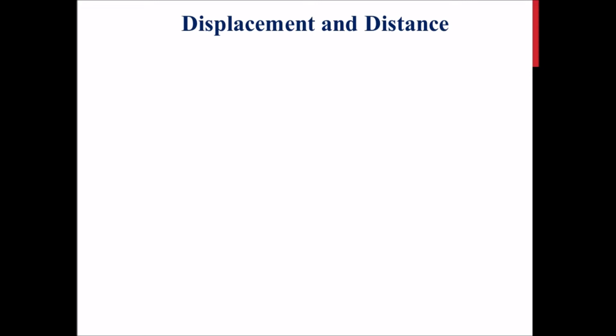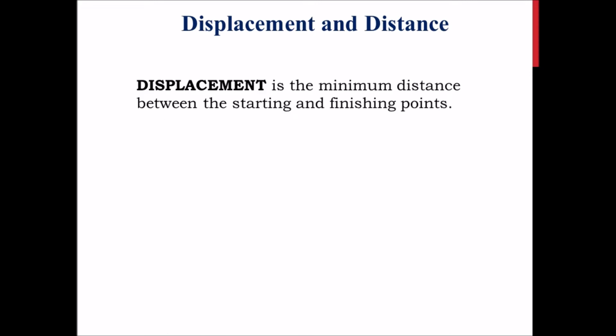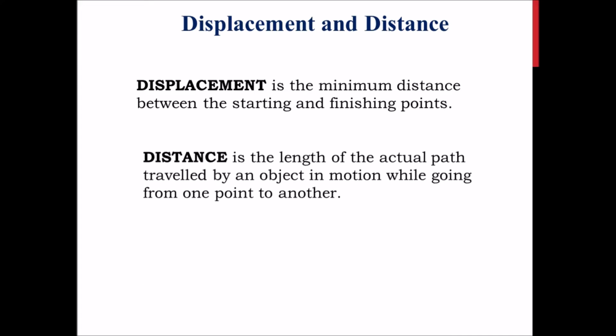As you know, displacement is the minimum distance between the starting and the finishing point. For example, if you're moving from A to B, there should be a minimum distance, that is the shortest distance, so that one can travel from point A to B. Whereas distance is the length of the actual path traveled by an object in motion while going from one point to another point. So displacement is the minimum distance, the shortest path, and distance is the length of the actual path.